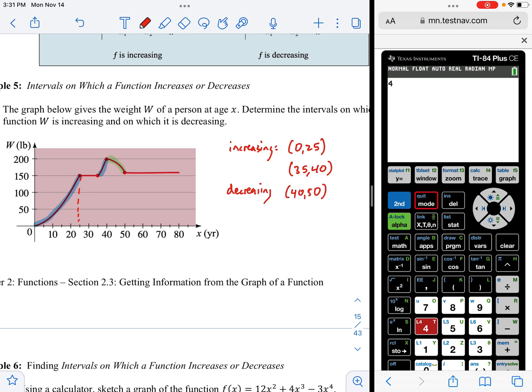And the other regions that we see in the graph are horizontal, and those would be considered a constant portion of the graph, and constant would mean that it's neither increasing nor decreasing.